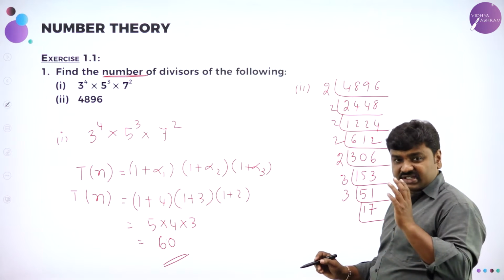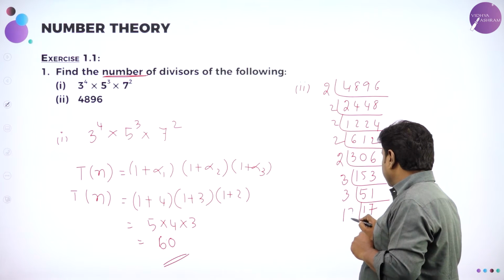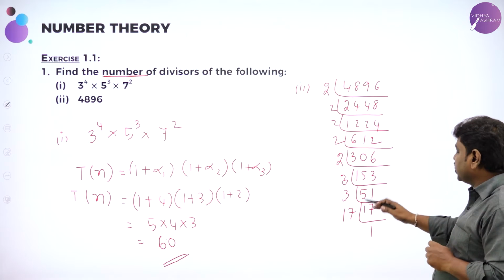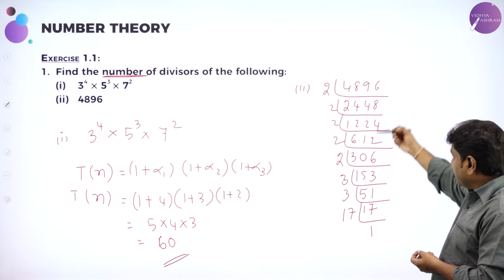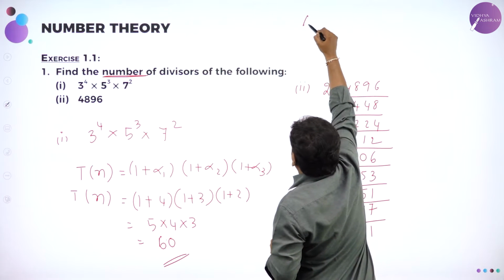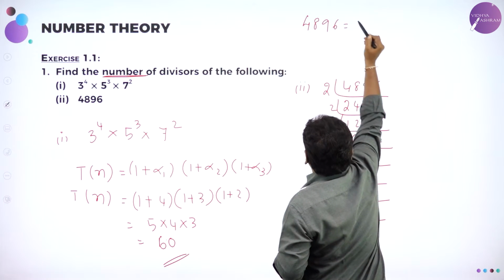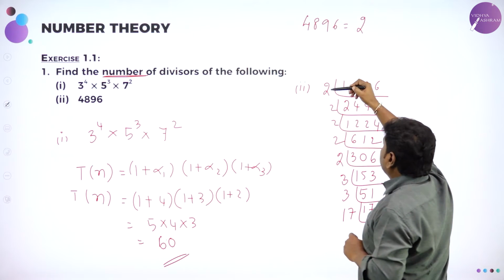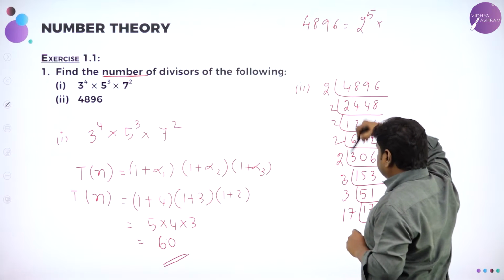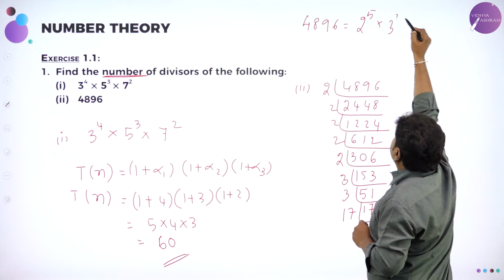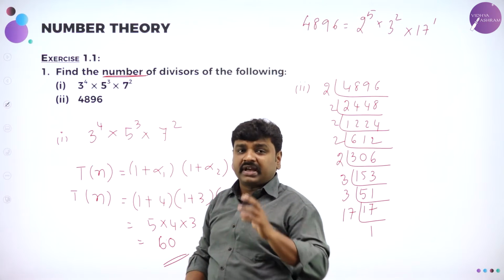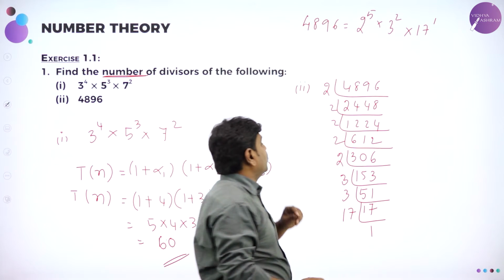So 17 is a prime number, so it is not divisible by any number other than 17 and 1. So 17 1s are 17. Now I have done the prime factorization for 4896, whatever they gave. So now I can write 4896 as 2 power 5 into 3 power 2 into 17 power 1. So now I wrote the given number in what form? Canonical form. Now we need to find the number of divisors.